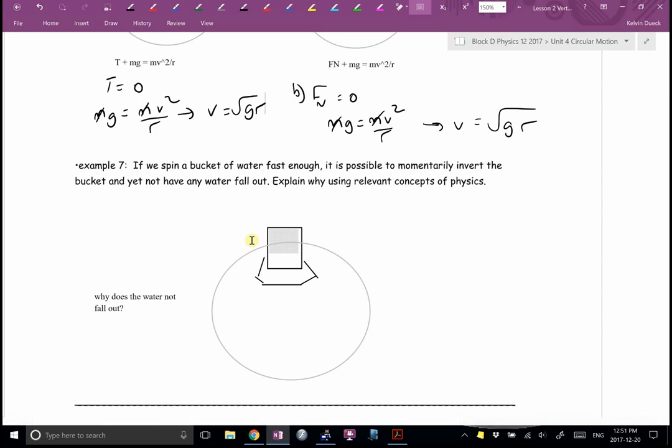So here's the question then. If we spin a bucket of water fast enough, it is possible to momentarily invert the bucket and not have any water fall out. Why?